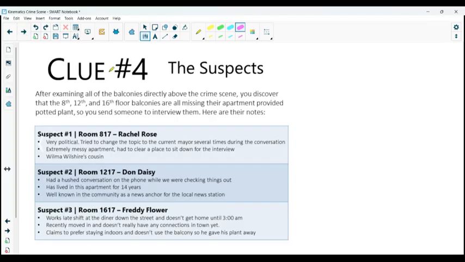Clue number four tells us the suspects, and we know that they are on the 8th, 12th, and 16th floors. So that's going to give us some information, right? The previous one could tell us how high each of those floors is.